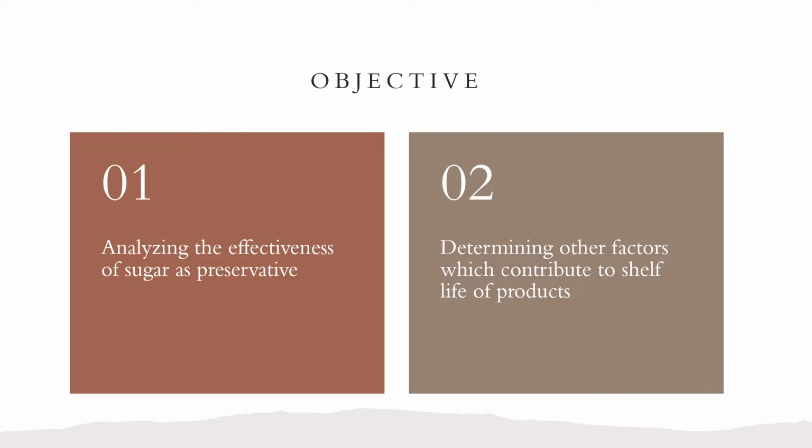There are two objectives for the experiment. The first one is we want to analyze the effectiveness of sugar as a preservative. And the second one is we want to determine other factors that can also contribute to prolonging the shelf life of food, for example, pH. However, because this is a home-based experiment, we don't have a lab setup, so contamination is likely to happen. However, we will try to minimize it.